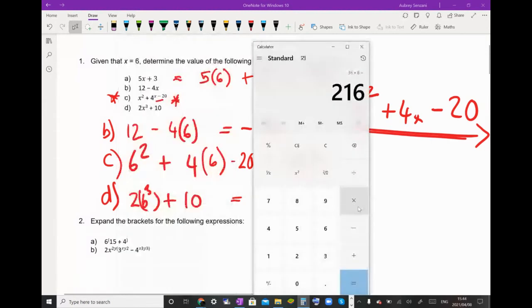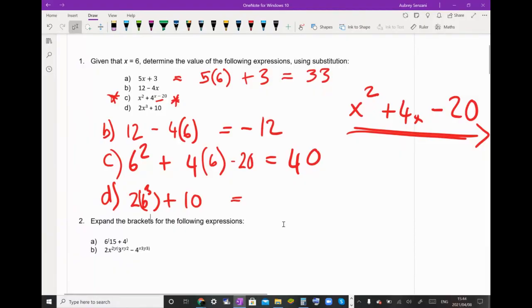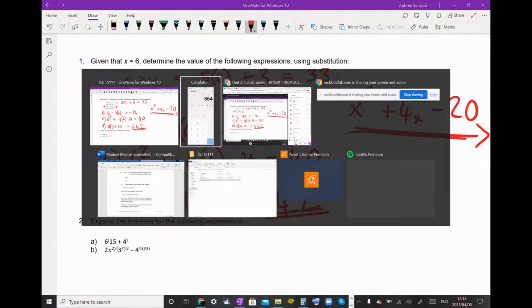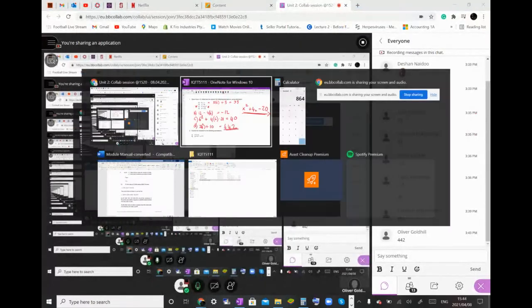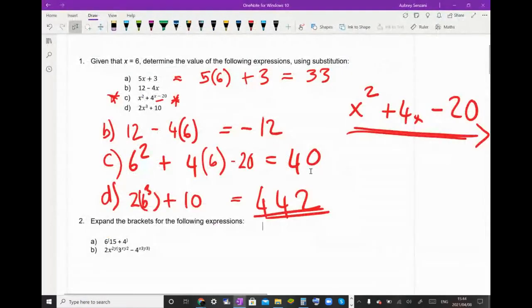216 then times 2. I don't know why it's done that twice. Okay, but then you should have 432, as you can see over there, plus 10, which then gives us the 442 that I think Oliver came up with. Okay, 100%. All right, thank you so much, Oliver. Right, and that's the first bit.